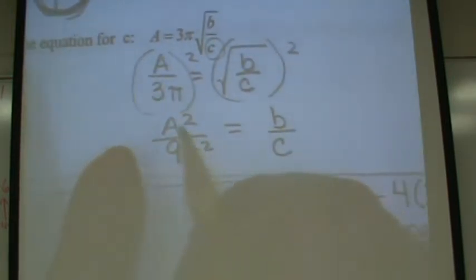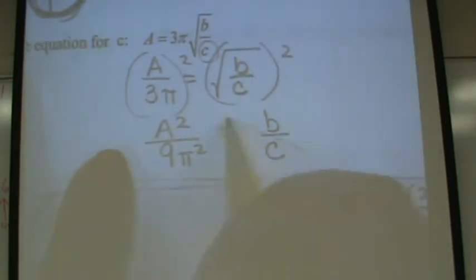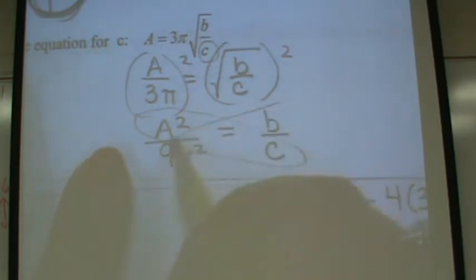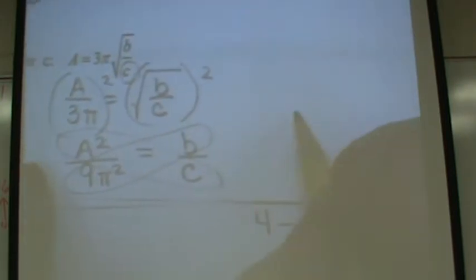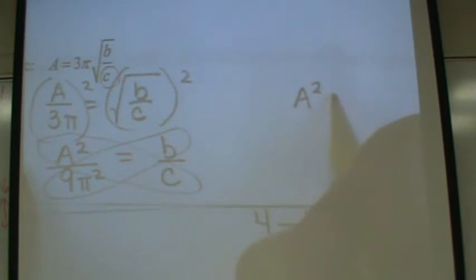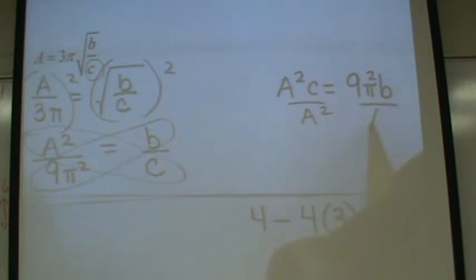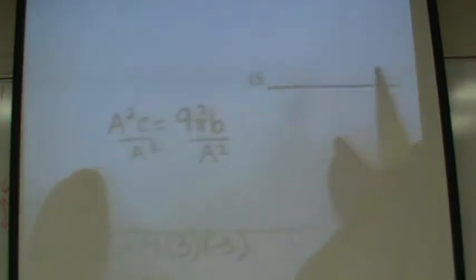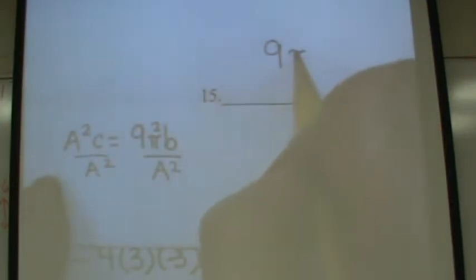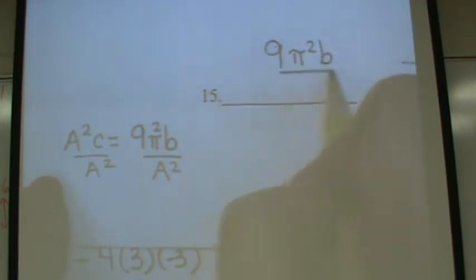And now I would cross multiply. You want to get c by itself. I would do these two together, multiply. So you have a squared c equals 9 pi b, I'm sorry, 9 pi squared b. And then get c by itself, you're going to divide by a squared. So your answer is 9 pi squared b over a squared.